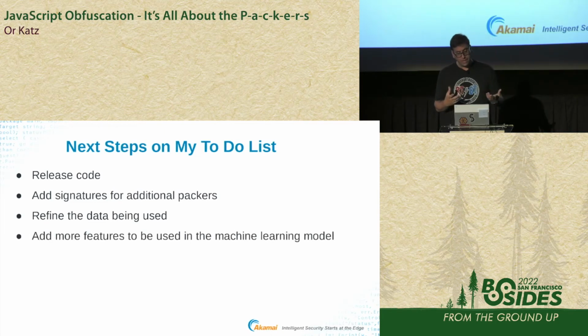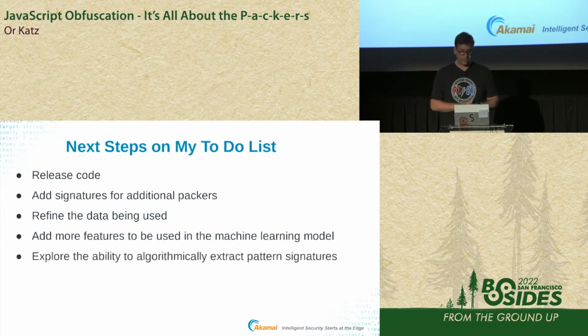And I want to use maybe more features in the machine learning model to make better decisions, being able to classify things much better. And explore the ability to do some sort of algorithmic extraction for patterns in signatures.